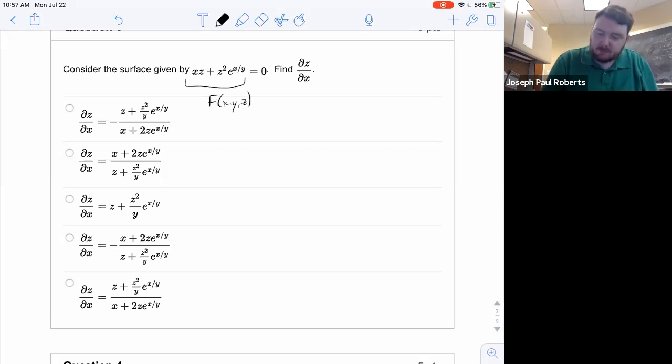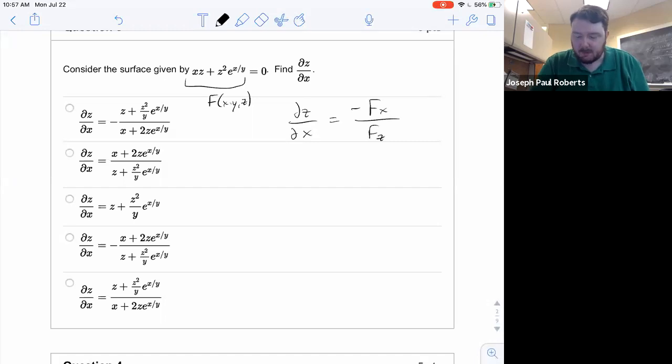So if you remember, when you have a level surface of the form f of x, y, z equals k, the implicit derivative formula for del z del x is minus the x partial of f over the z partial of f.